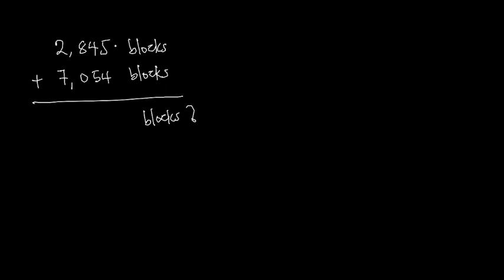So to do that, we start by adding the ones digits. So 5 plus 4 will give me 9. 4 plus 5 will also give me 9. 8 plus 0 will give me 8, my comma. 2 and 7 will give me 9.